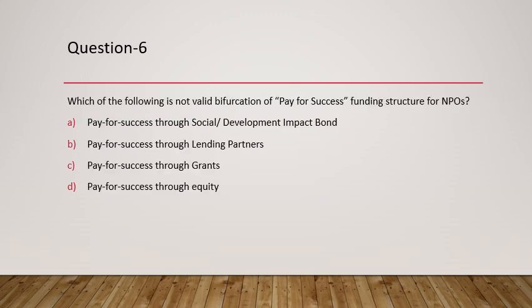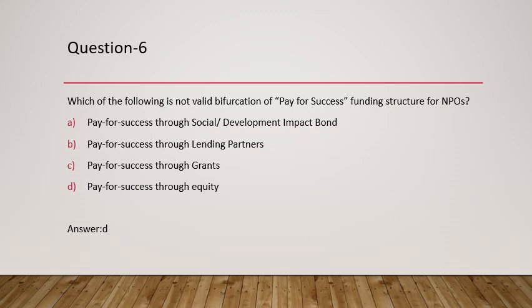Which of the following is not valid bifurcation of pay for success funding projects for NPO? So NPOs can have pay for success projects, which is about a particular project that they are undertaking. So various options have been given. Pay for success through social development impact bonds, pay for success through lending partners, pay for success through grants, and pay for success through equity. Now lending partners definitely will be contributing, grants would be there, impact bonds would be there. So the answer becomes D, which is pay for success through equity is not part of this.